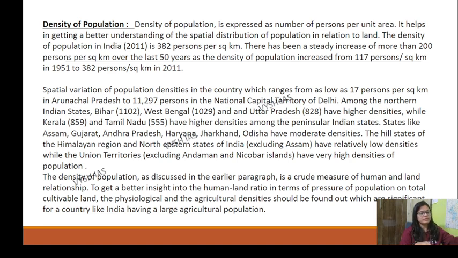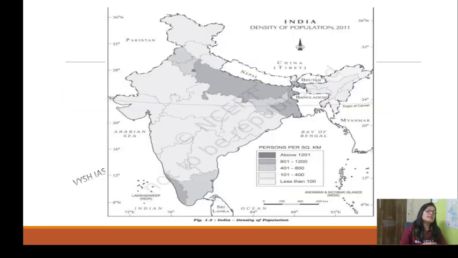Okay, next. Yes, see this. The lighter the shade, the less the population; the higher the shade, the higher the population density.